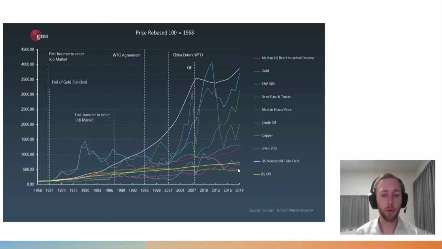Now, the things we've outperformed are the CPI, the Consumer Price Index, which is a basket of consumer goods. That's gotten cheaper. Live cattle, so meat's gotten cheaper. What this basically tells you is that investment products are getting more expensive and consumer products are getting cheaper. And what that tells you is that as a consumer or as an investor, your respective opportunities have been getting bigger or smaller.